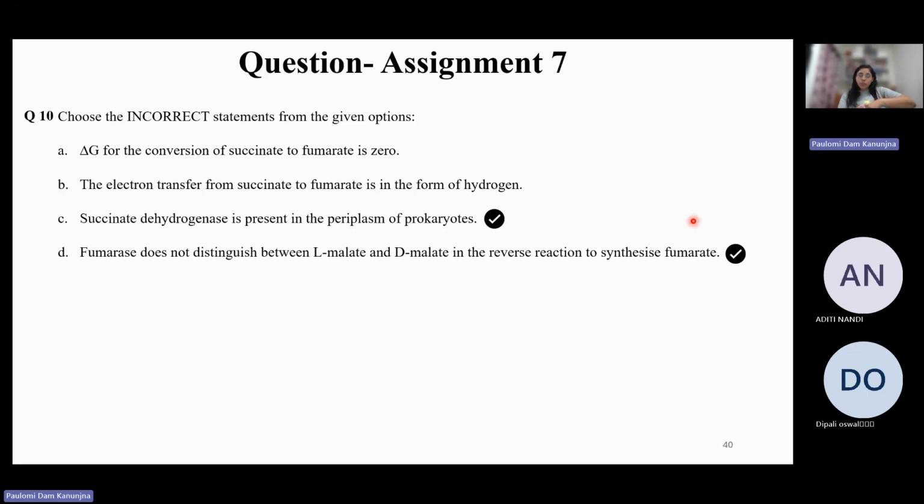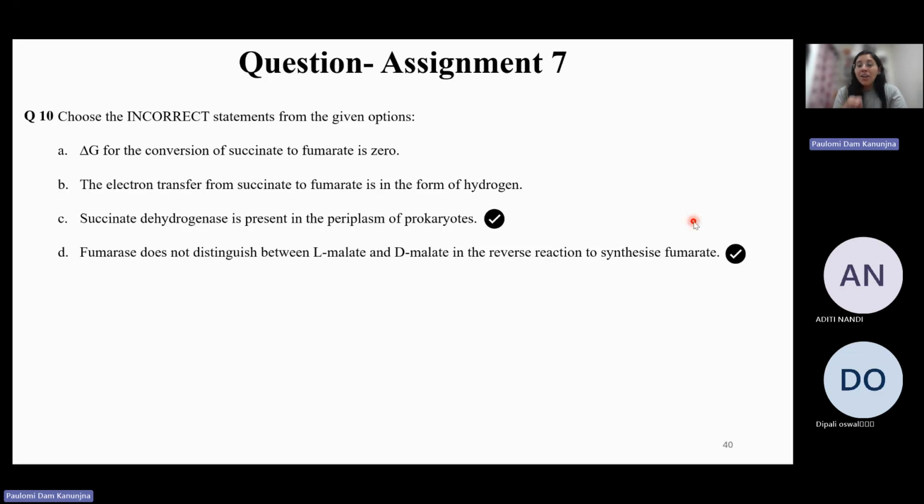The last one says fumarase does distinguish between L-malate and D-malate in the reverse reaction to synthesize fumarate. That is incorrect, because they are very stereospecific. They need L-malate to synthesize fumarate. So B is correct. Yeah, B is correct. Exactly.